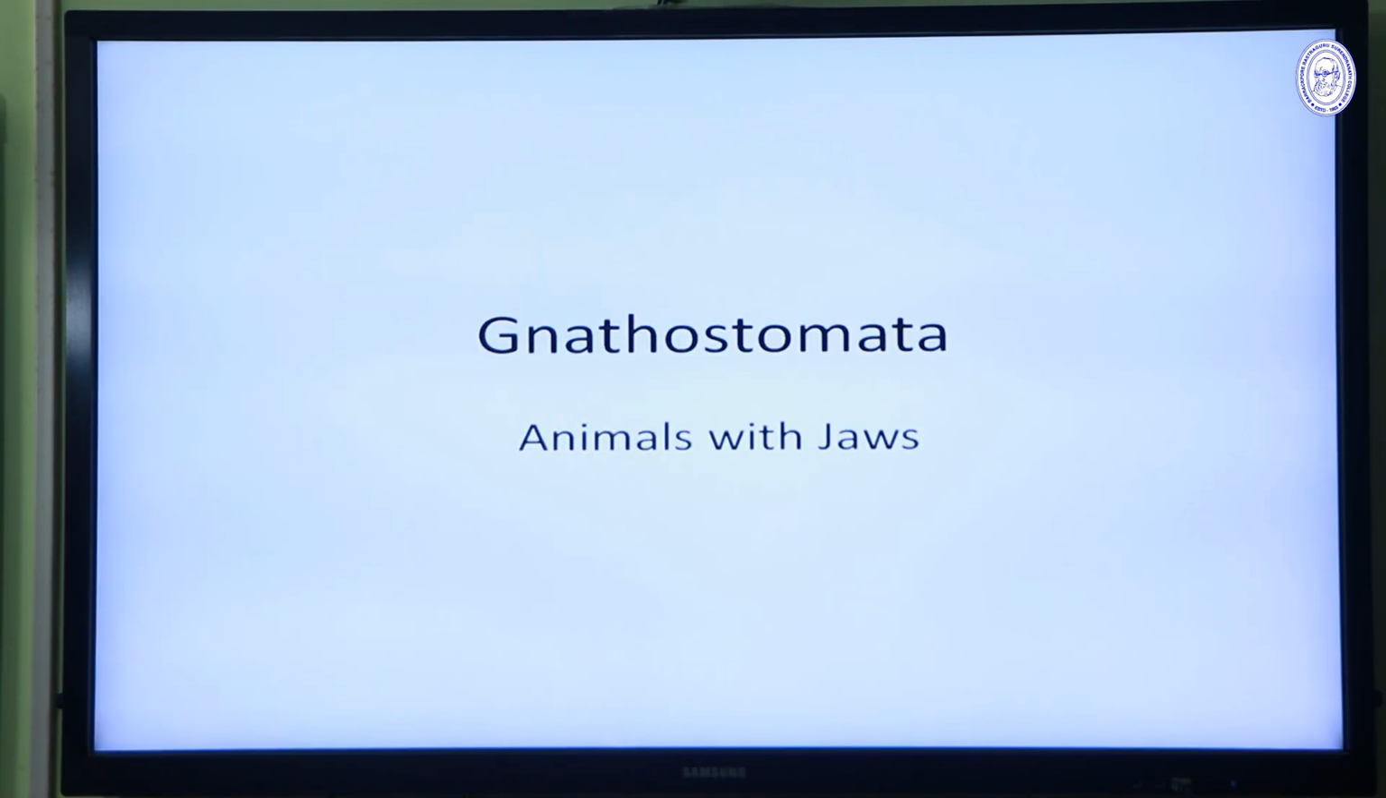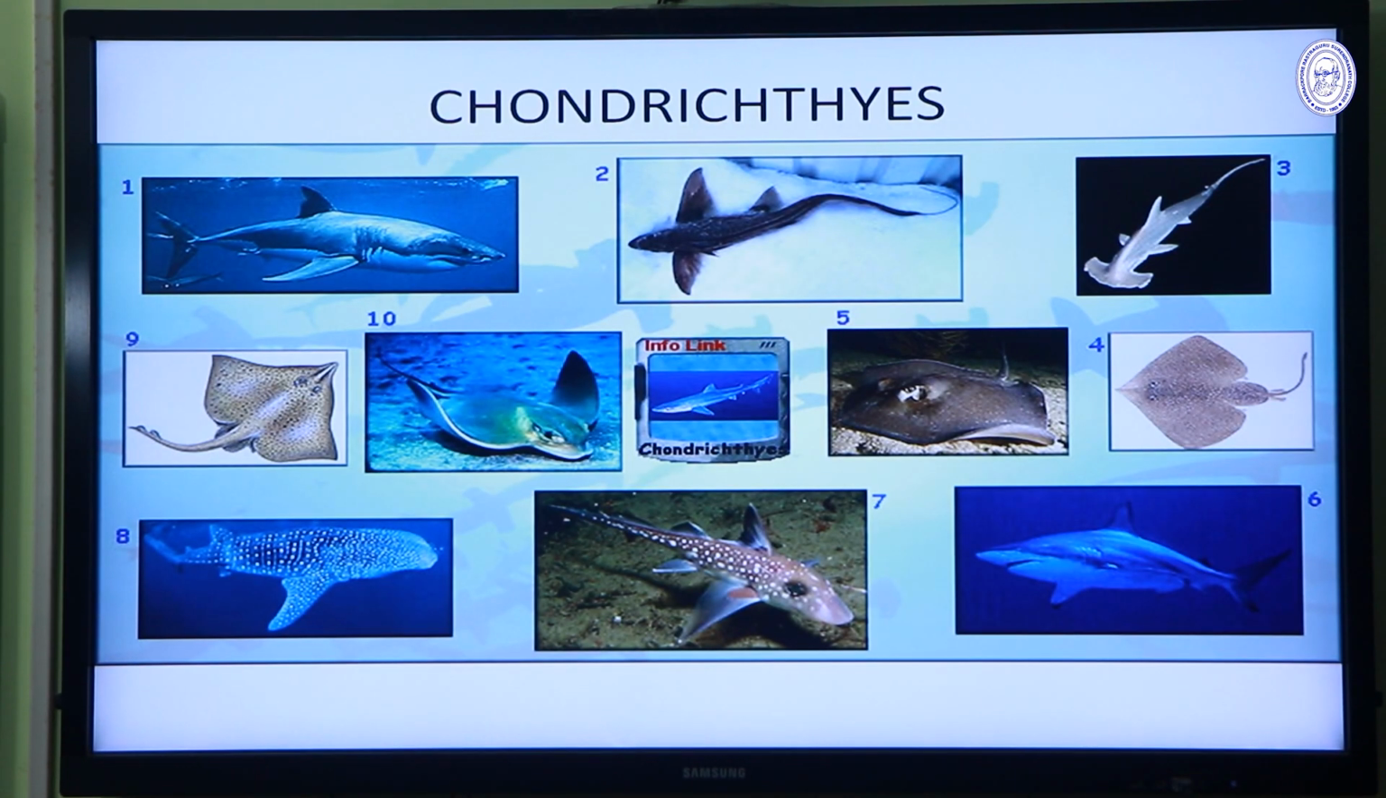The next superclass under vertebrates is the Gnathostomata. Gnathos is jaw, stomata means mouth. So, animals with jaws are included in this superclass. The first class under Gnathostomata is Chondrichthyes, the sharks and rays.